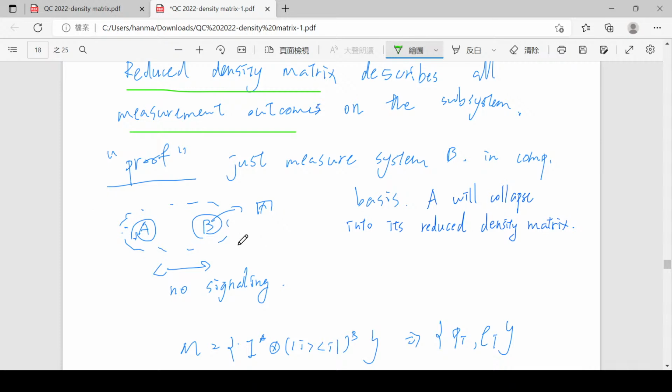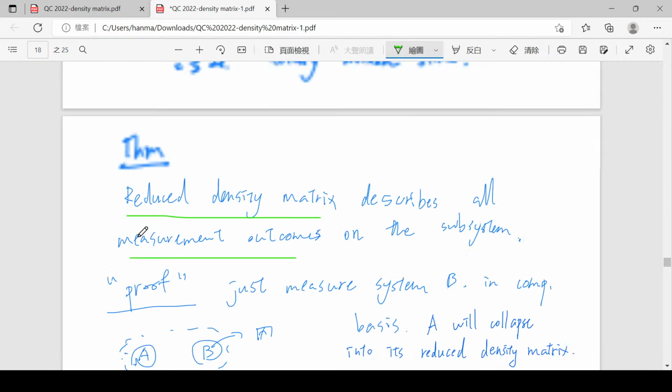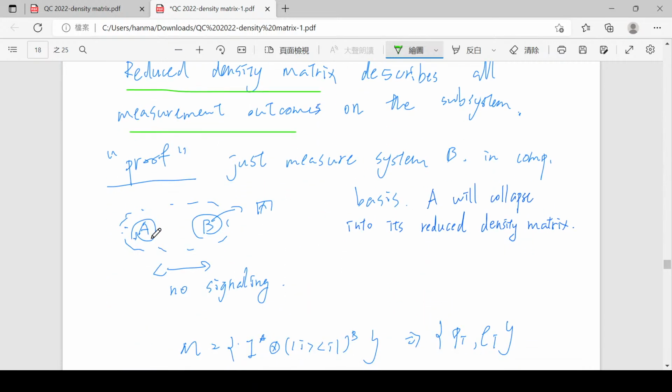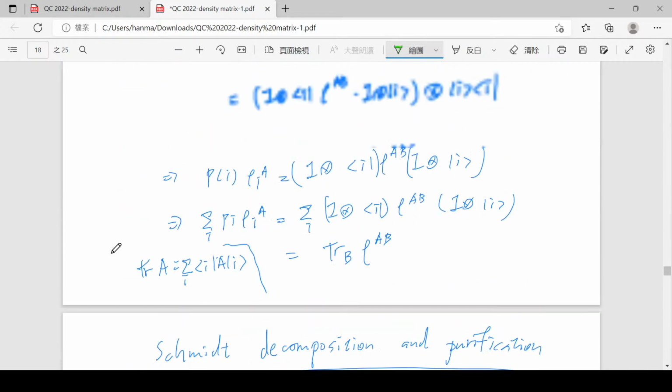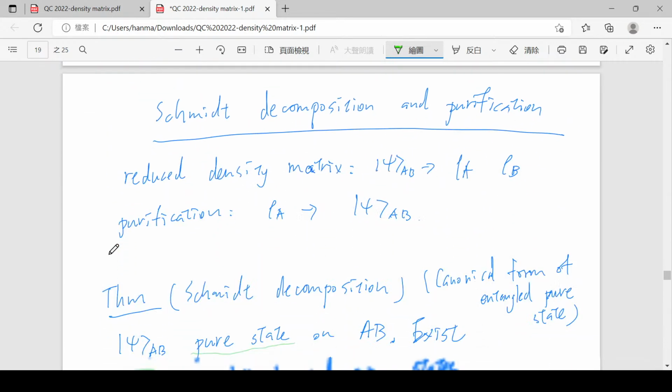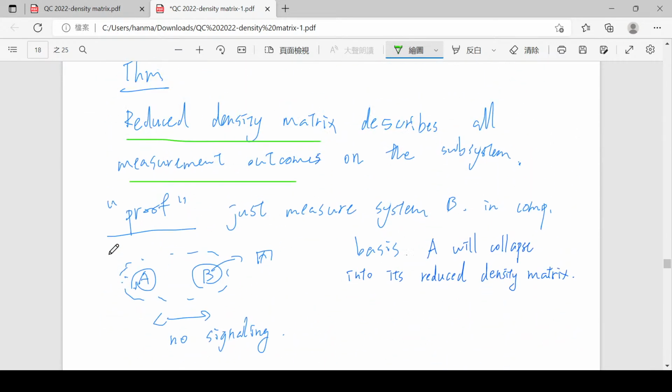And we then separate these A and B far apart, and we want to do some kind of measurement on A. And we want to say the reduced matrix on A, so on row A here, will describe all the measurement outcome distribution on this system. And here we give a very sketchy proof. You use some physical principle.